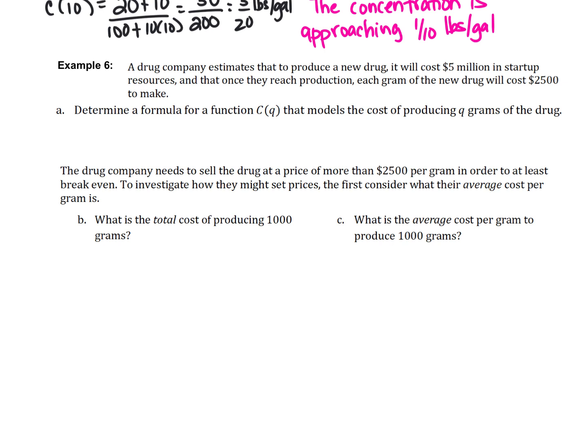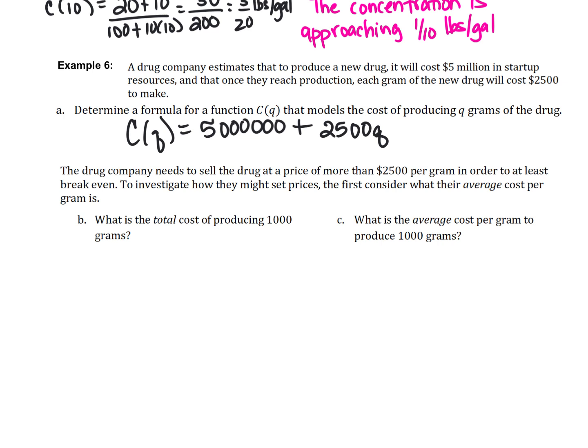So if we look at this one, a drug company estimates that to produce a new drug, it'll cost $5 million in startup resources, and that once they reach production, each gram of the new drug will cost $2,500 to make, all right? Determine a formula for the function C of Q that models the cost of producing Q grams of the drug. Are we doing anything special to make that drug? Not really. How much is it going to cost me to start? $5 million. Okay. And then it's going to cost me another $2,500 for every gram I produce. Okay. So it's a linear function.